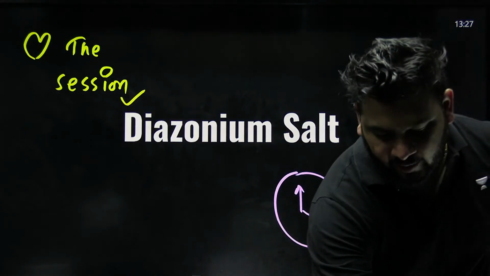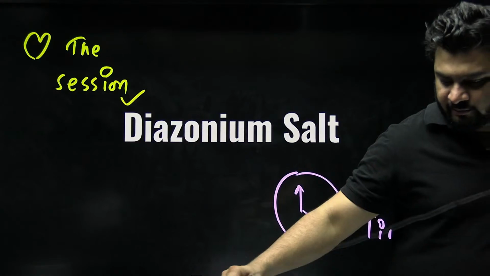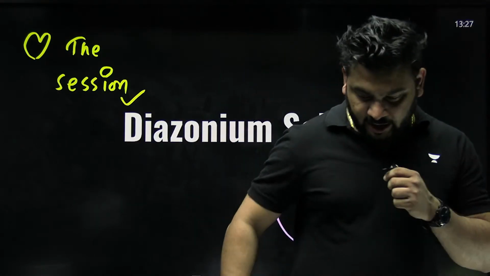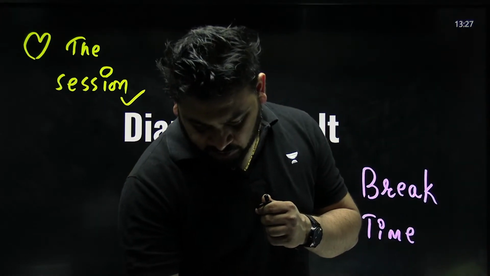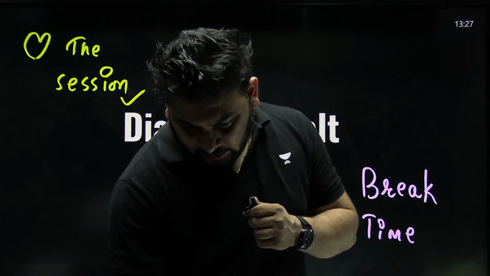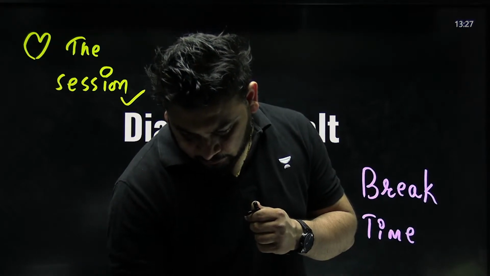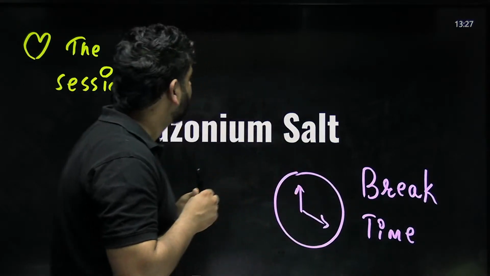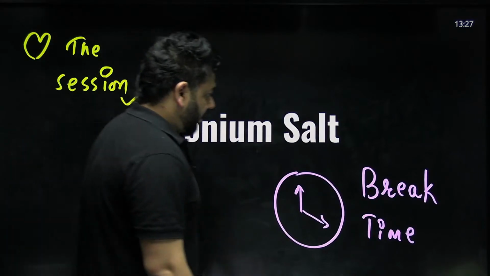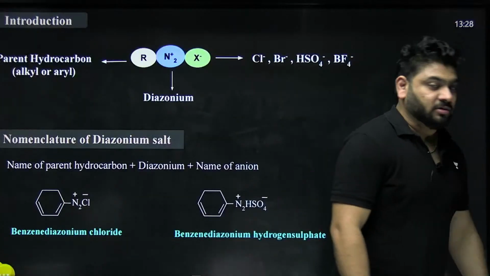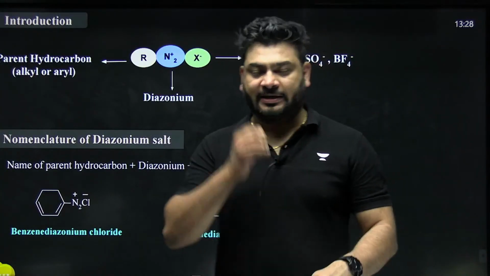So guys, we had an amazing energy break, and now we are back. So we'll resume our amines chapter, out of which we have covered till aniline. Okay, so now diazonium salt is one of the things which is left.